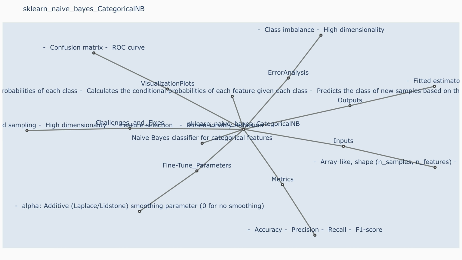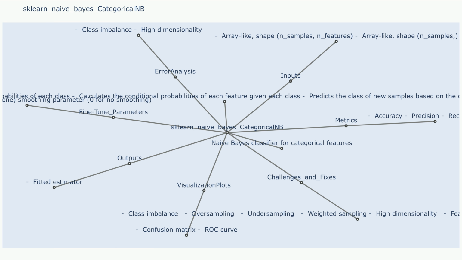sklearn.naive_bayes.CategoricalNB. Description: CategoricalNB is a naive Bayes classifier designed specifically for categorical features. It operates based on the principle of Bayes' theorem, assuming that features are conditionally independent given the class label.